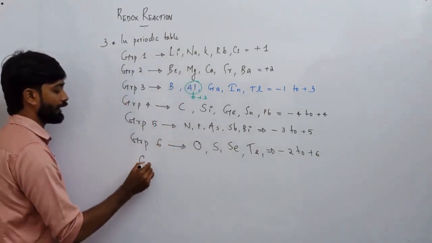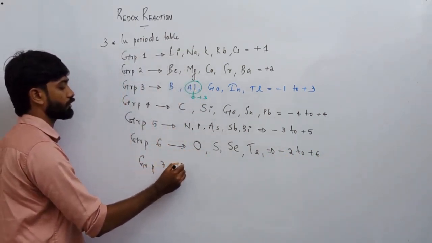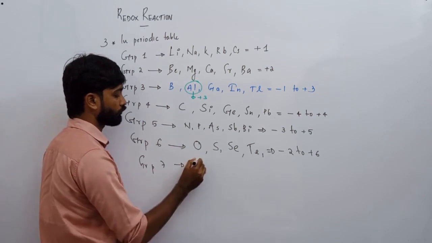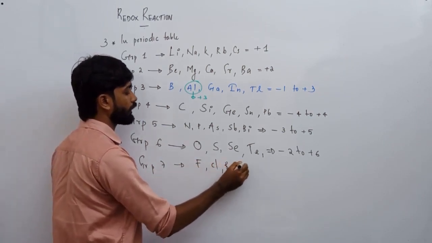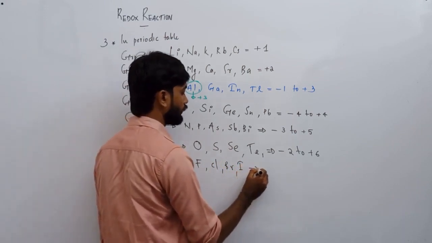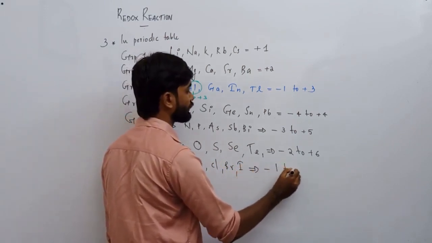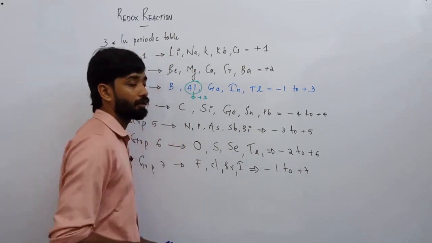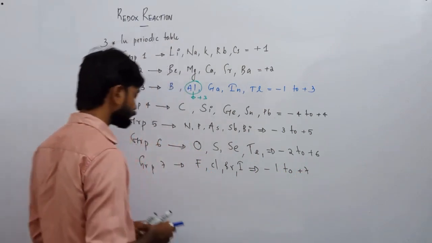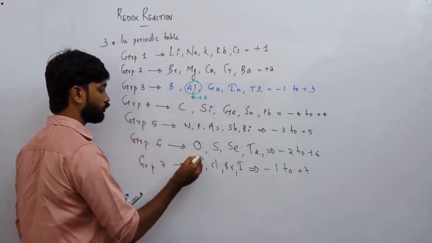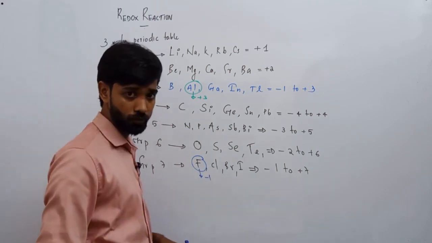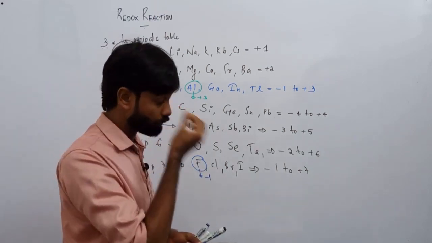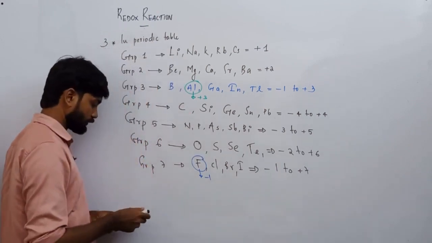And the well-familiar halogens, group 7, group 17: fluorine, chlorine, bromine, iodine. And the variation is from -1 to +7. But in the case of fluorine, it only shows the -1 oxidation state.